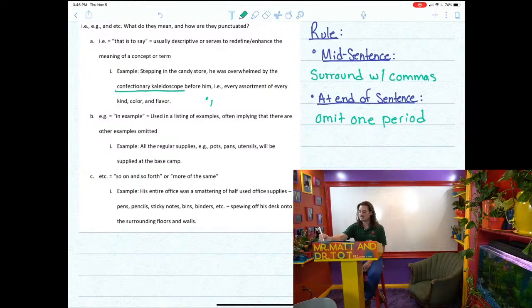This guy is an ellipse or ellipsis. Some people say it either way. And that's a totally different punctuation mark. And that's not to be confused with 2 periods next to each other, which is always wrong.